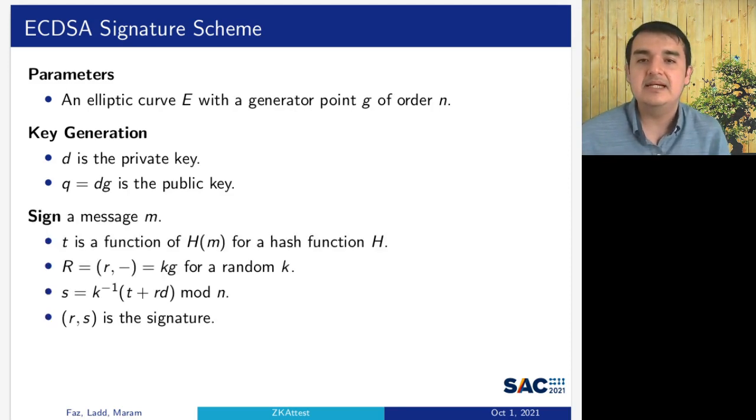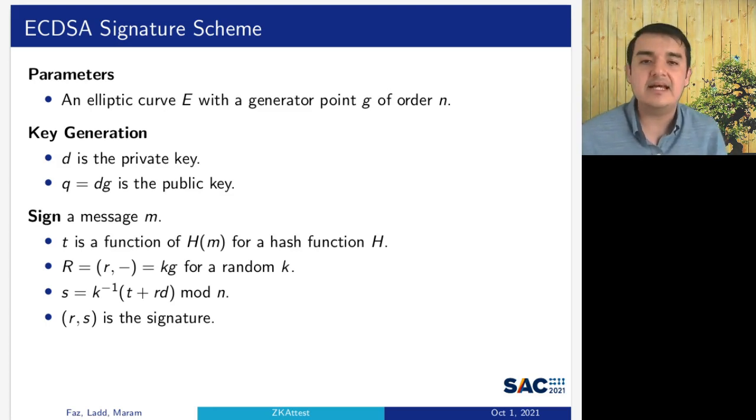To sign a message M, we first compute T, which is a value derived from the hash of a message. We then perform a scalar multiplication k times g, where k is a random scalar. This will produce a point big R, where the x-coordinate is denoted as little r.